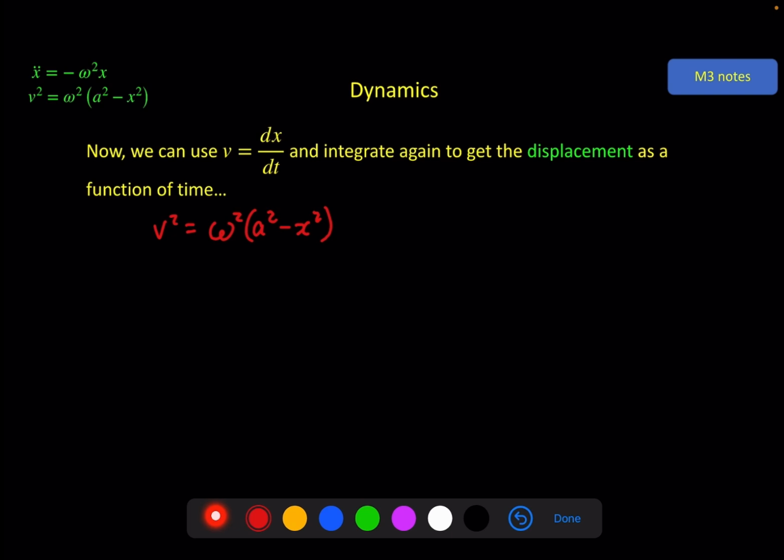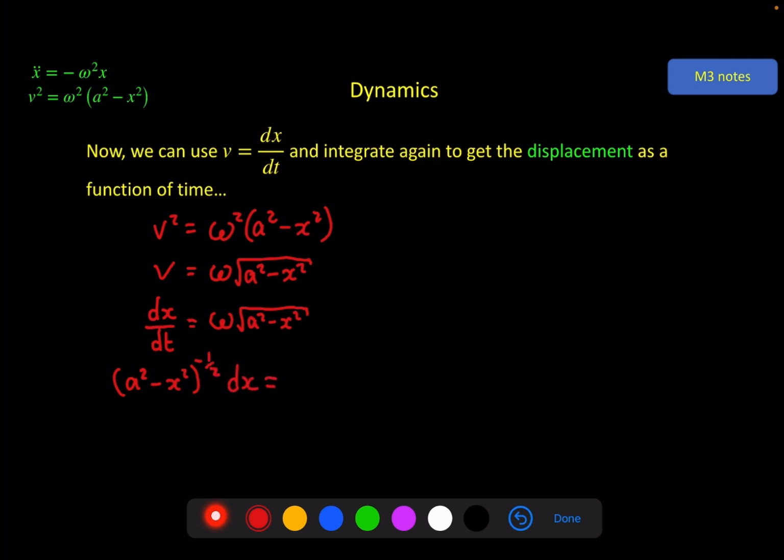So if I square root everything here, we're going to have omega square root of a squared minus x squared is v. Change that v into dx by dt, which you could call x dot, but we're about to separate the variables, so there's no point doing that. Bringing the square root over here, I'll change that into index form. So we've got a squared minus x squared to the minus a half as it comes onto the left is equal to omega dt on the right.